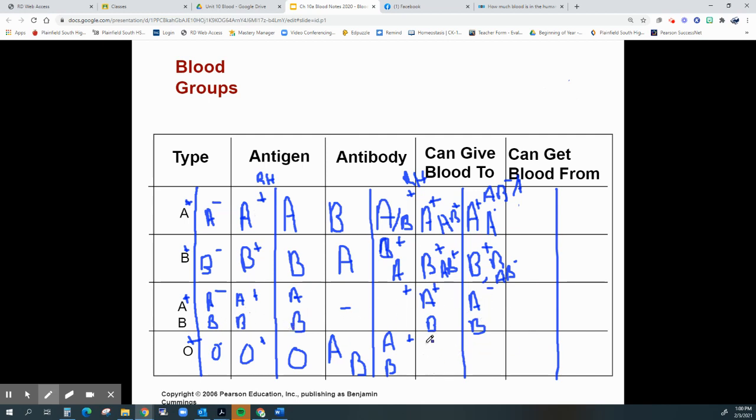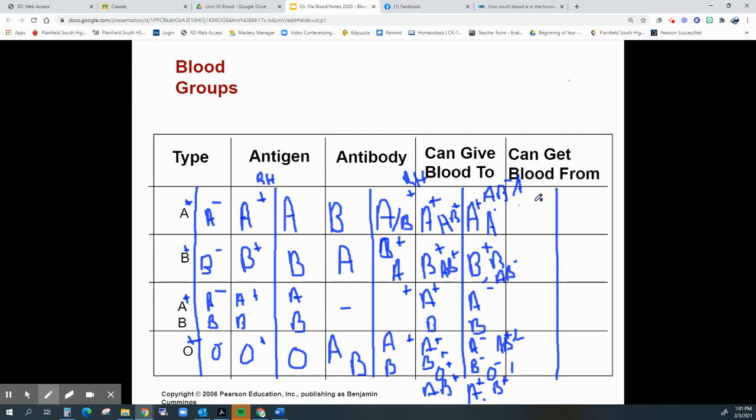These guys can donate blood to A positive, B positive, and O positive, as well as AB positive. These can only give to A negative, B negative, AB negative, and they can give to O negative. Sorry, these guys can give to everybody. So A positive, B positive, and then this can also be AB positive and negative.